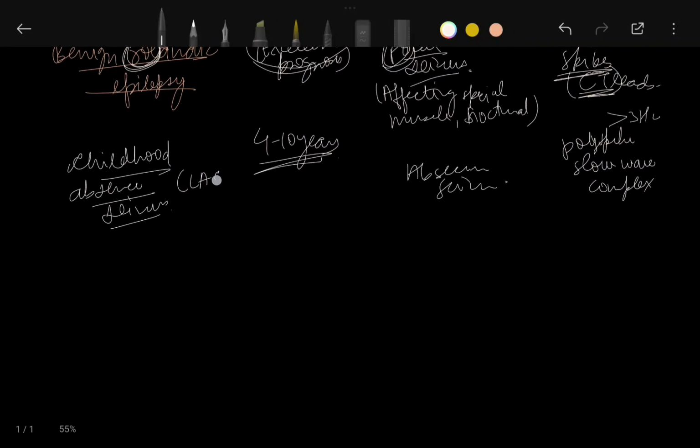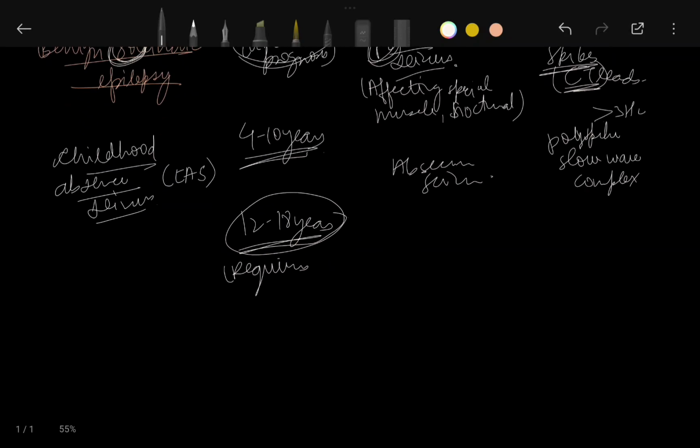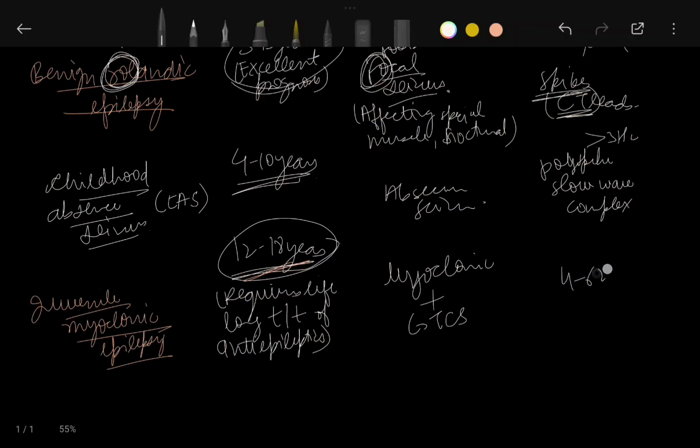Childhood absence seizures. The last one, 12 to 18 years of age. If a person in the age group of 12 to 18 years is seen with any kind of seizure, then that person requires lifelong treatment with anti-epileptics, and the person is suffering from juvenile myoclonic epilepsy. Obviously juvenile age group, myoclonic epilepsy. From that we can see there are going to be myoclonic seizures, GTCS, and 4 to 6 Hz polyspike seen. Juvenile myoclonic epilepsy. Done.